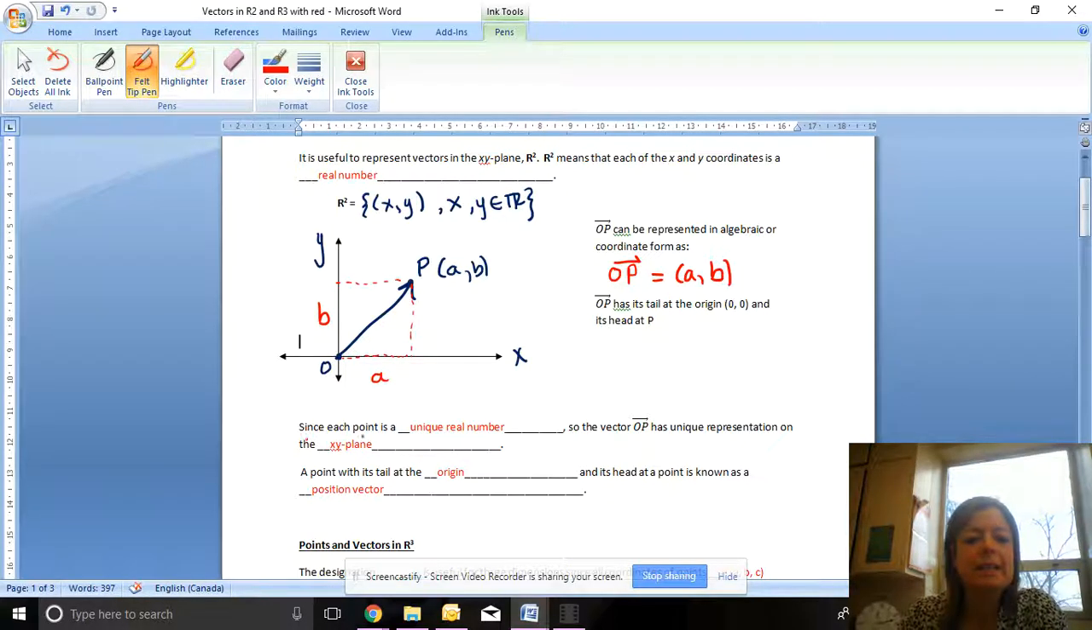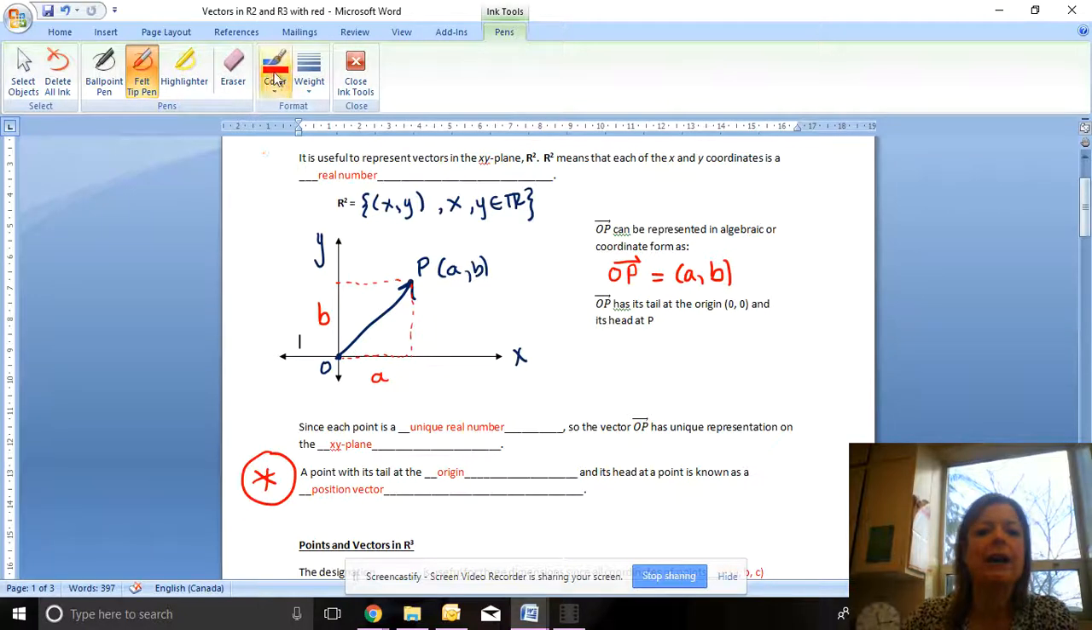Okay, so since each point is a unique real number, the vector OP has a unique representation on the XY plane. So that means if you have a vector OP, it is a unique vector. Or if you have a point AB, it can be represented as OP with O at the origin, and again, the head terminating at the point P. A vector with its tail at the origin and its head at a point is known as a position vector. This is an extremely important definition. So a position vector is a vector where its tail is at the origin, okay?